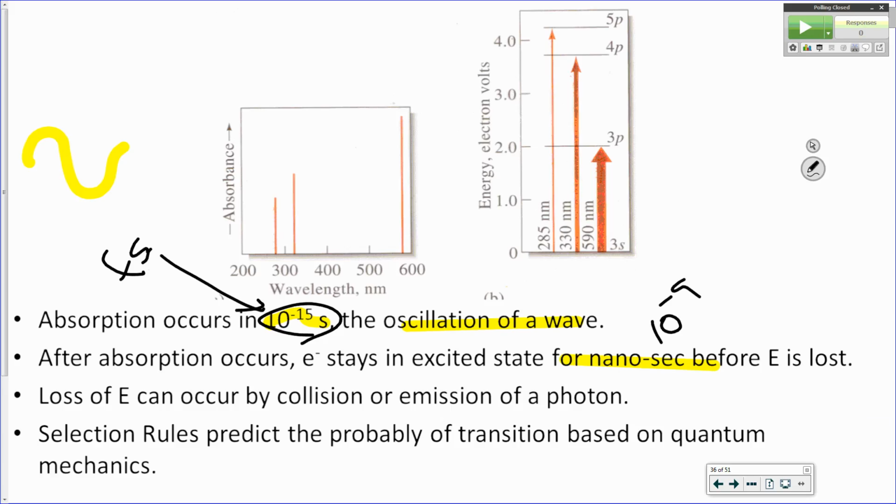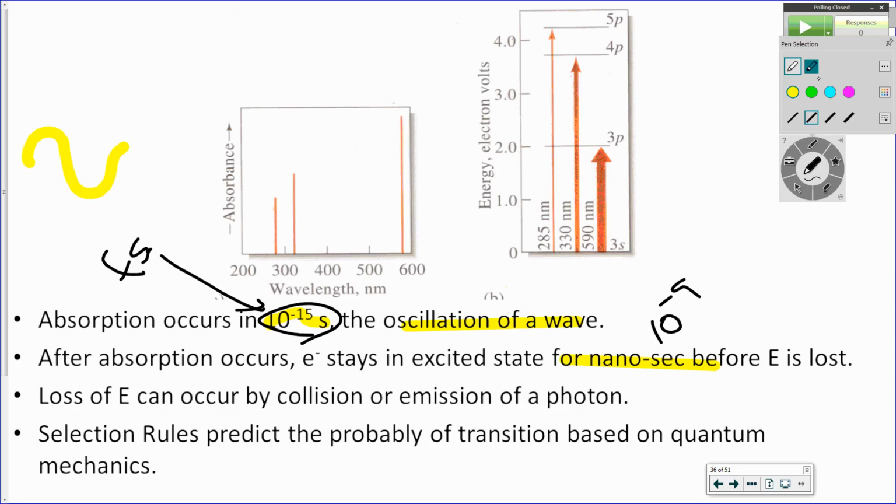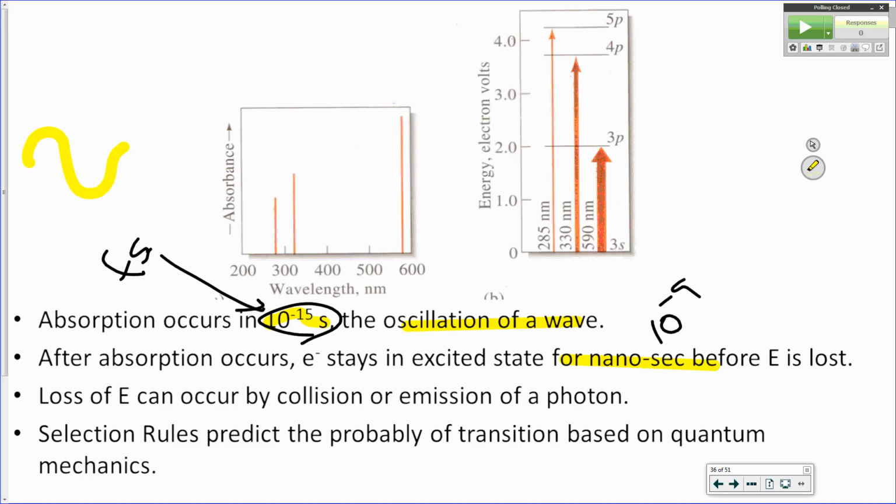Once it's been excited, it wants to lose this energy, and the mechanism by which it loses energy can vary a little bit. It can occur by a collision, but that's going to depend on the density of the gas or substance it's in. How soon is it going to run into anything? How high is the kinetic energy? Or it can occur by the emission of light, giving a photon off. Now, what transitions are going to occur are described by something called the selection rules. They predict the transitions based on quantum mechanics, way beyond the scope of this course.